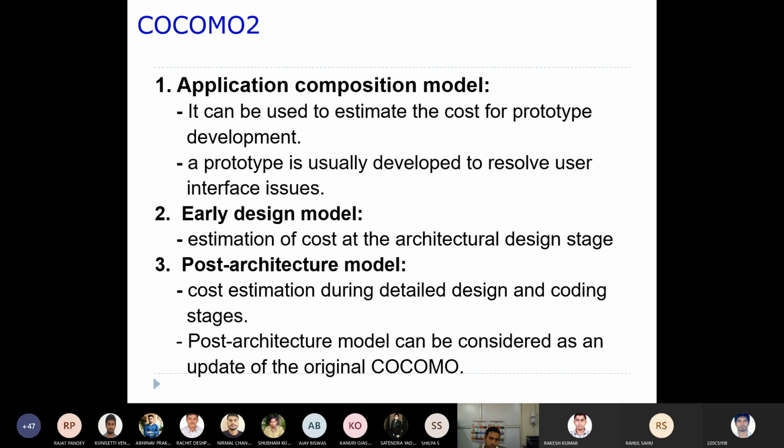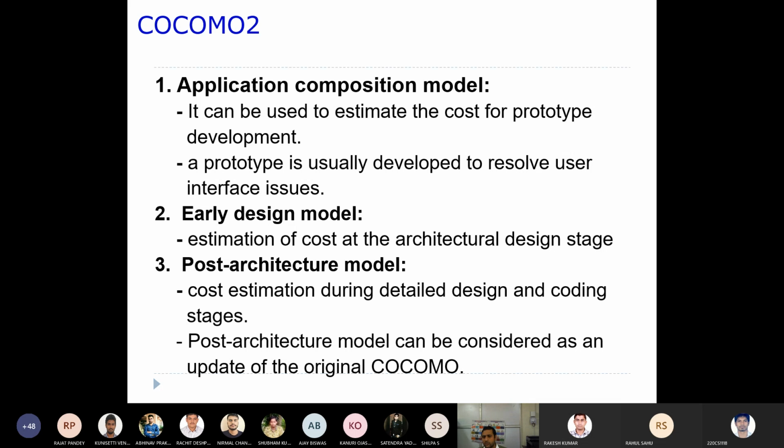Now the post architecture model, where we try to take the cost estimations during the detailed design and coding phases. So now this is targeting only these two phases, okay? The second model only talks about high level design, okay? But your post architecture model does the estimations for detailed design as well as coding stages, okay? So the post architecture model can be considered as an update of the original Cocomo.